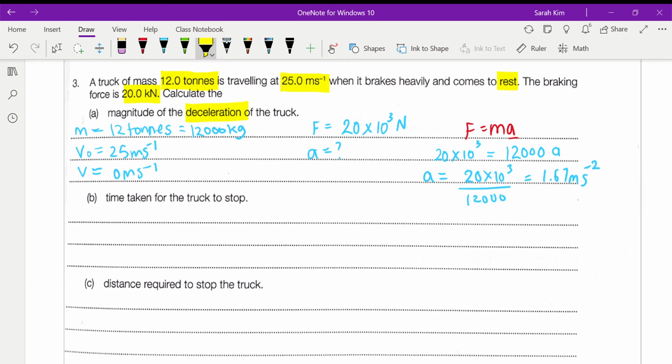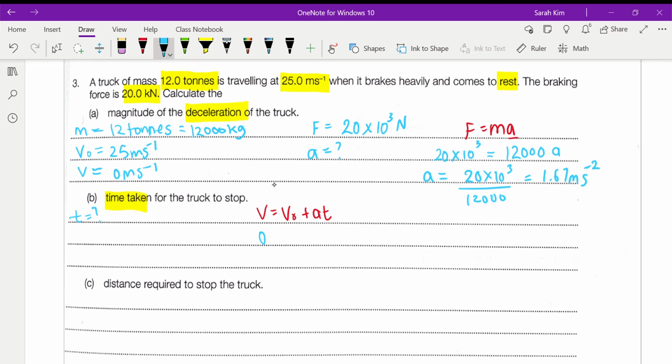Alright, that's it. Now I've got to figure out the time taken for the truck to stop. So basically time is what I'm trying to find. All the facts are pretty much the same. So let's give it a go. Obviously this is going to be using the equations of motion. I've got most facts except for S, so I'm going to use the one without the S. There we go. And sub those values in.